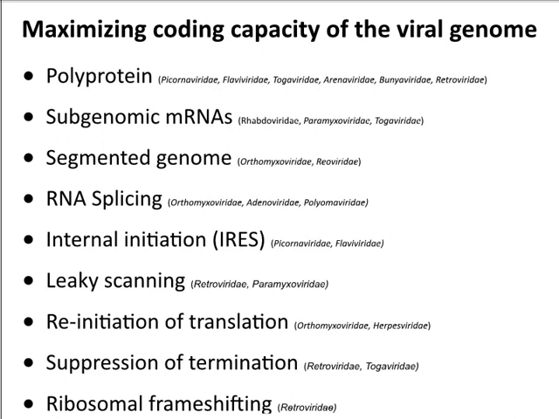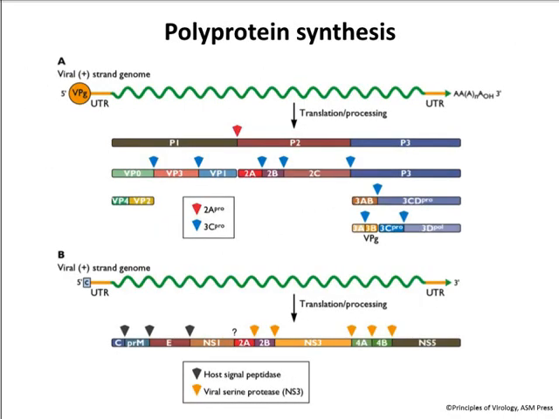And today we'll talk about a few other mechanisms. We'll talk about leaky scanning, reinitiation. I think we'd talk about that. I'm not sure if I took that slide out or not. We'll see. But that's one mechanism where you can make multiple proteins from an mRNA. We'll talk about termination suppression and ribosomal frameshifting. So these are really interesting workarounds that have evolved in virus systems to get around the one mRNA, one protein rule. So polyprotein synthesis, you should know, this happens in a number of the viruses we've talked about.